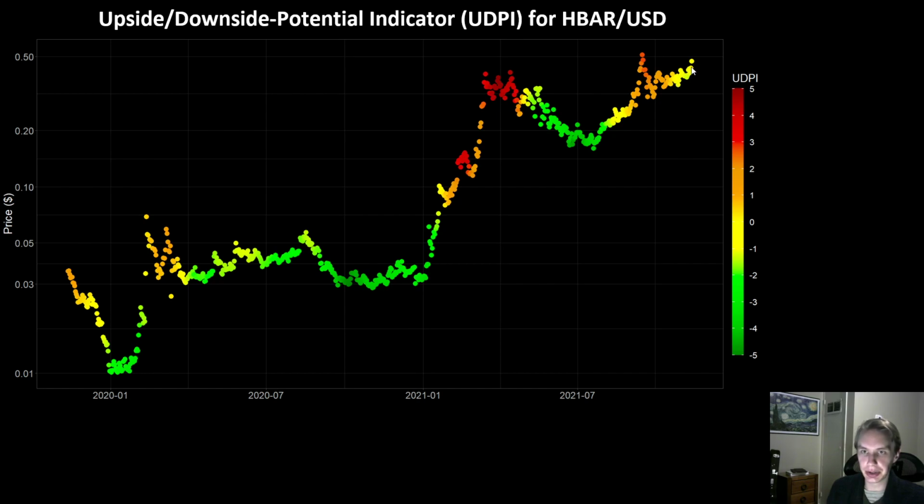And then, of course, you can also see that as the UDPI over here was getting more bullish on HBAR, HBAR did actually start appreciating in price. Its price did start moving up, which is interesting to see. Basically, the model was thinking that HBAR had more and more upside potential to realize, and then HBAR went ahead and started realizing some of that upside potential. So that made sense from the perspective of the model.